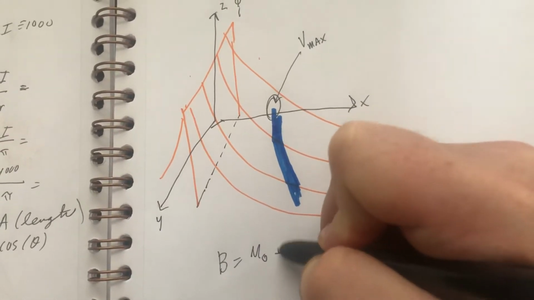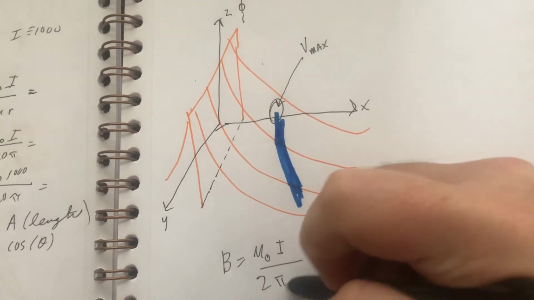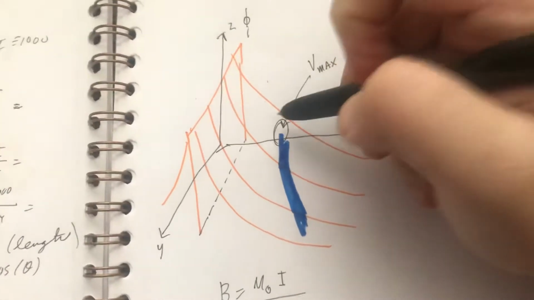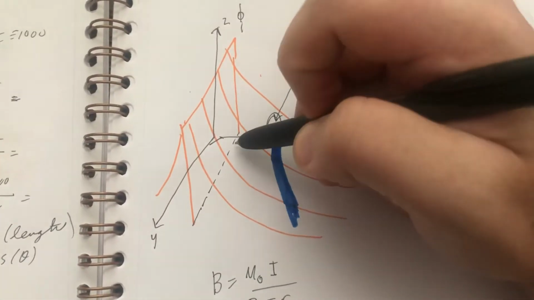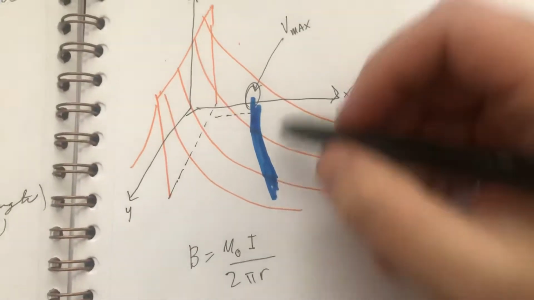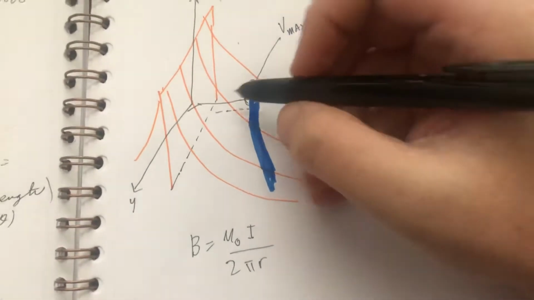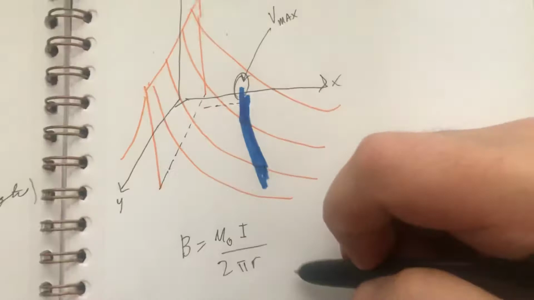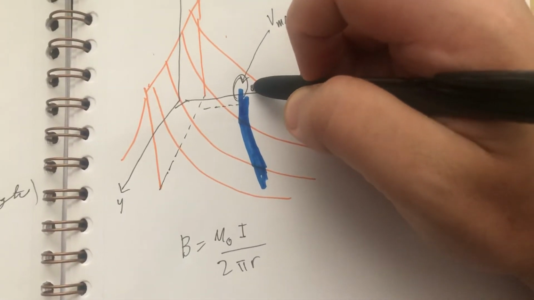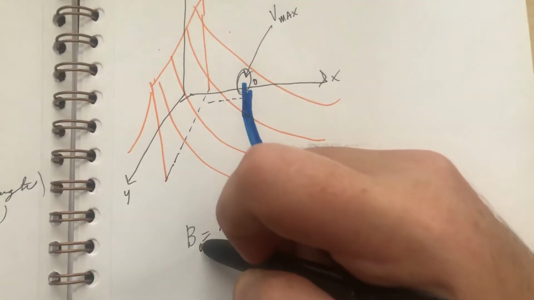Mu 0 I over 2 pi r. We know r, right? R is the distance, essentially. R will give you the value. R is the distance between here and here, right? So we can compute that at this one point. So far so good, right? And we can compute this, whatever, just call this point B0.